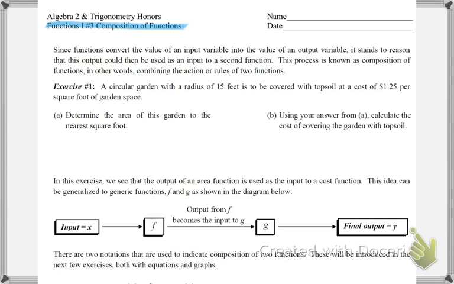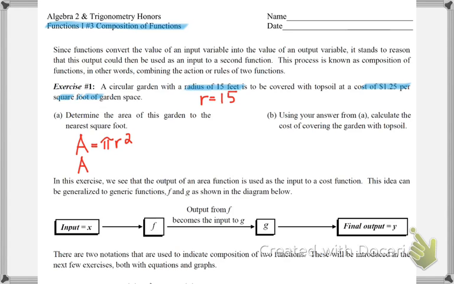A circular garden with a radius of 15 feet is to be covered with topsoil at a cost of $1.25 per square foot. Determine the area of this garden to the nearest square foot. First, to determine the area, we need to find out what shape it is. It is a circle. The area of a circle is pi r squared. The radius is 15, so we're going to plug in 15 for r.